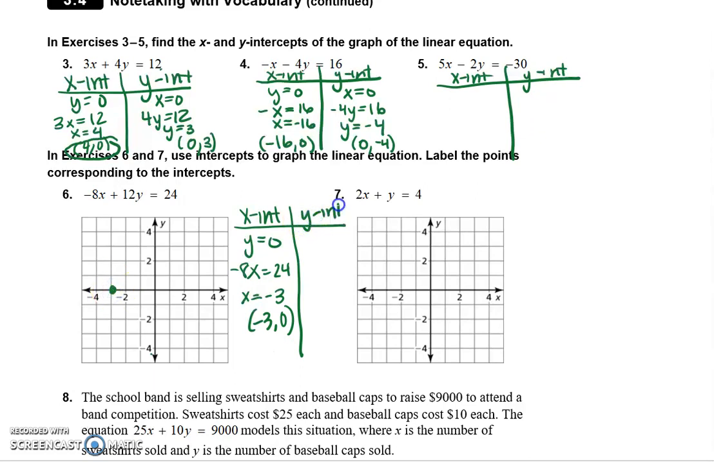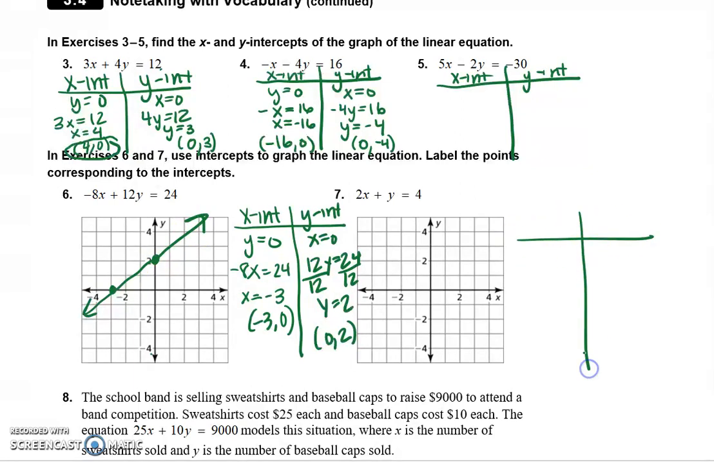To find the y-intercept, set x equal to 0. It's always the opposite. When x is 0, we're left with 12y equals 24. Divide both sides by 12, and y is equal to 2, so that's the point 0, 2. So there's your y-intercept at 0, 2. Draw your straight line. Same thing, when the video is over, try number 7 on your own.